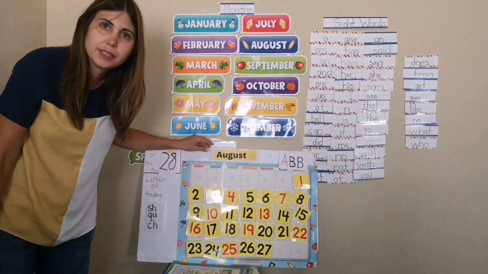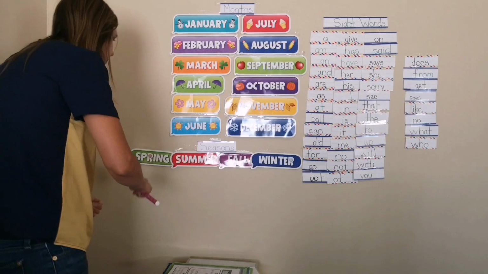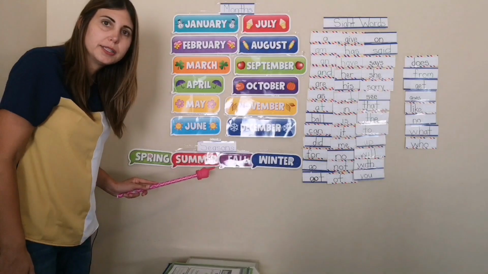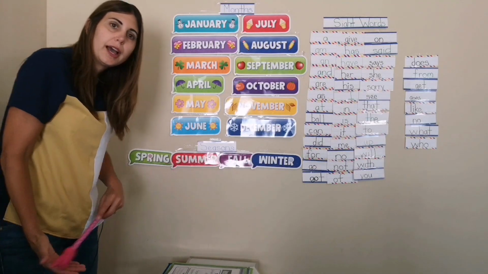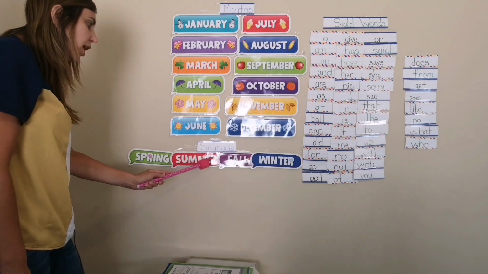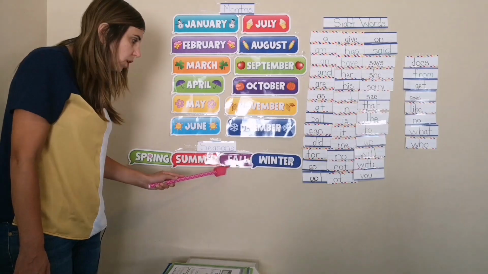August is in the season of summer. There are 4 seasons in the year. Summer is the hottest season. People go swimming in the summer. They have time off of school. That's summer. It's hot. After summer, it starts to cool down in the fall.